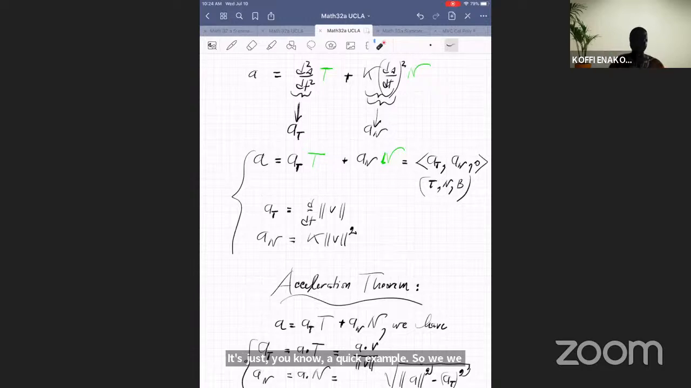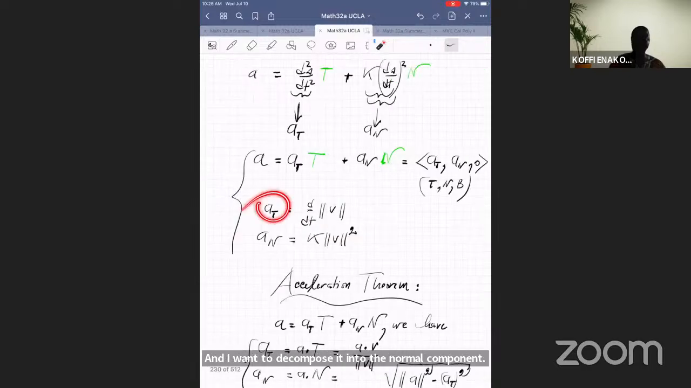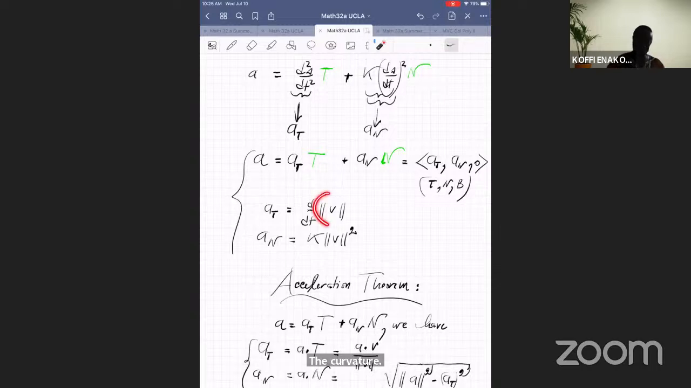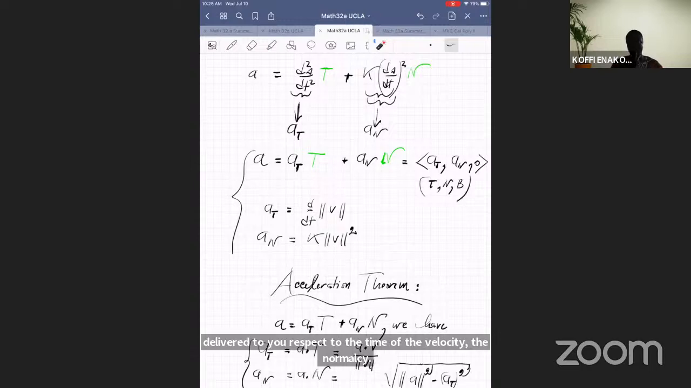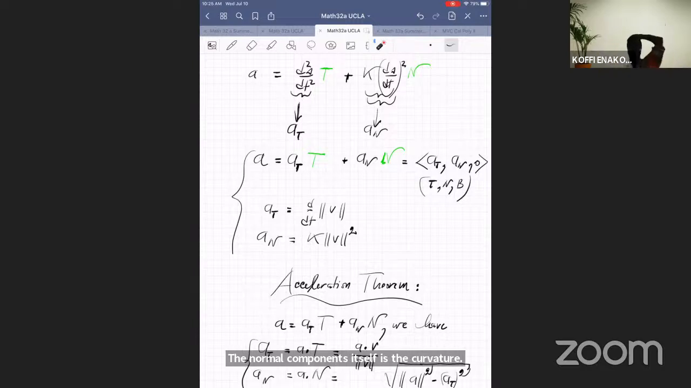So if I have an acceleration vector and I want to decompose it into the normal and tangential component, I know that the tangential component does not involve the curvature of the motion. And that will be the derivative with respect to the time of the norm of the velocity, which is not always constant. Keep that in mind. And the normal component itself is the curvature, which multiplies the magnitude of the norm raised to the square.